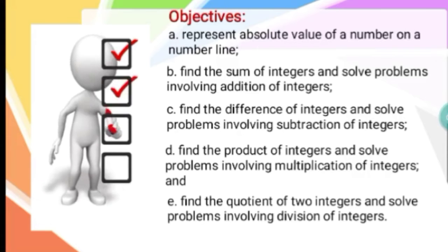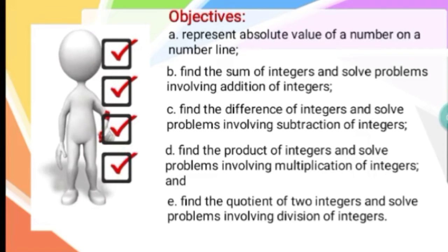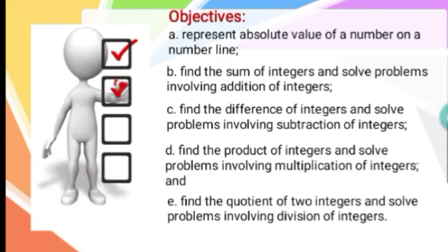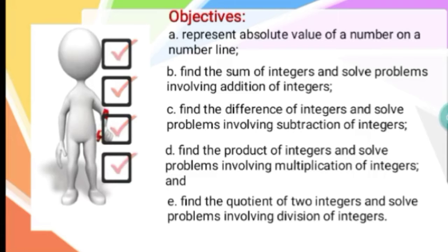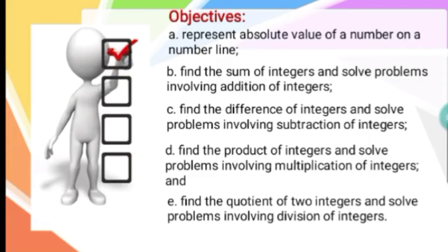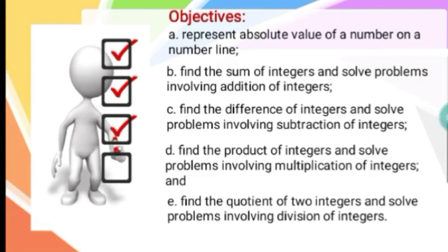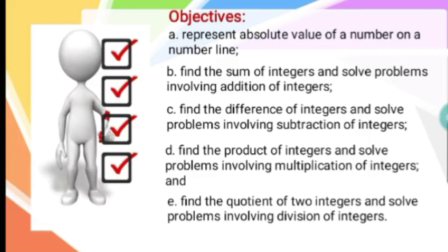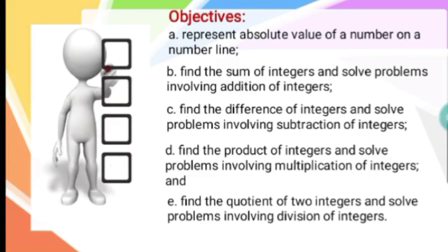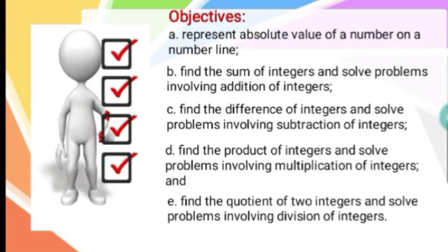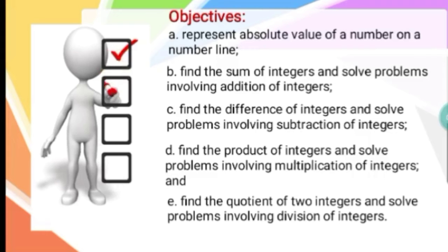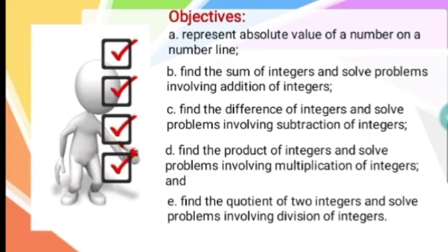And what are the objectives in this module? First, represent the absolute value of a number on a number line. Second, find the sum of integers and solve problems involving addition of integers. Third, find the difference of integers and solve problems involving subtraction of integers. Fourth, find the product of integers and solve problems involving multiplication of integers. And fifth, find the quotient of two integers and solve problems involving division of integers.